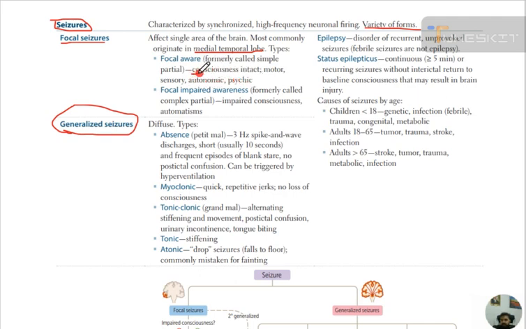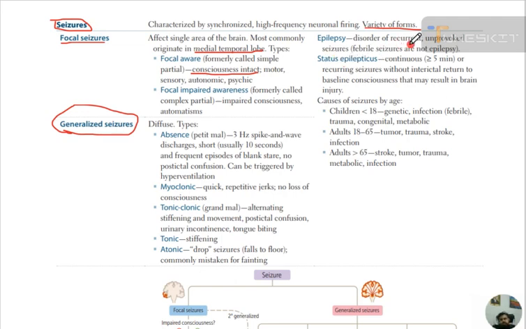In this, consciousness is intact, but the patient may have motor seizure, sensory symptoms, autonomic or psychic symptoms. This occurs in epilepsy, a disorder of recurrent unprovoked seizures. Febrile seizures are not epilepsy.